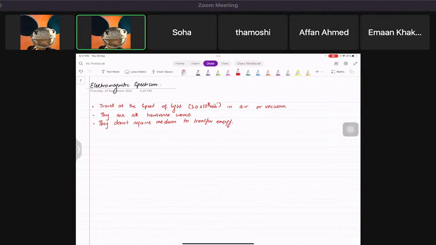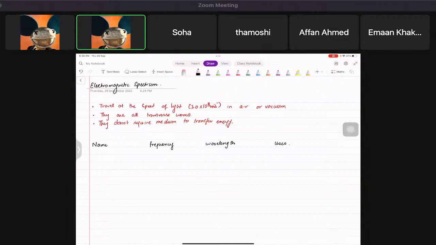Okay, so that's what I mean. Now we're going to do all these waves and their uses one by one. So first of all, you need to make a table. We're going to write the name here, then explain the frequency, then its wavelength, and then talk about its uses. Okay, so that's how it's going to be.